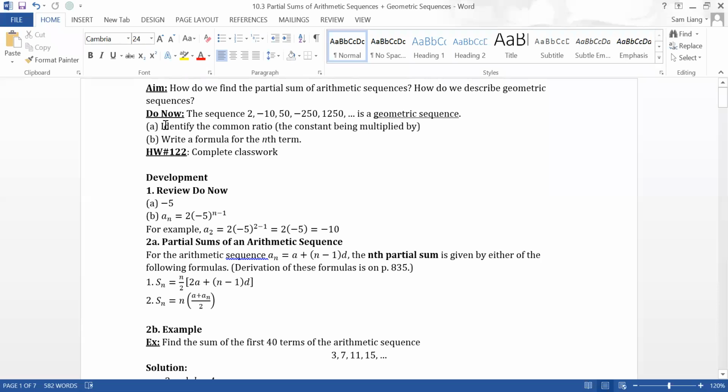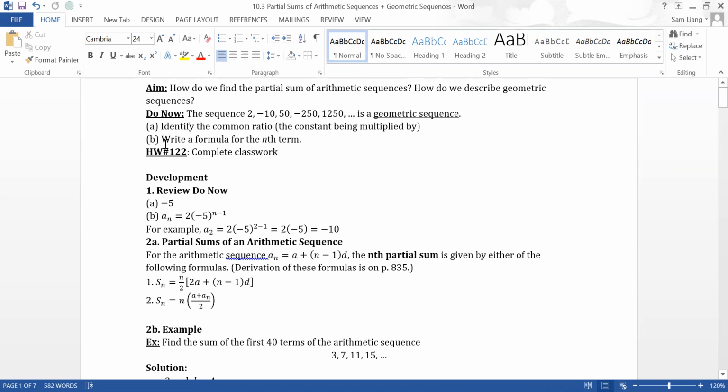So again, part A is to identify the common ratio for this geometric sequence, which is the constant being multiplied by. As you might be able to tell, 2 times negative 5 is equal to negative 10, and then negative 10 times negative 5 is 50, and then 50 times negative 5, etc. So the common ratio here is negative 5.